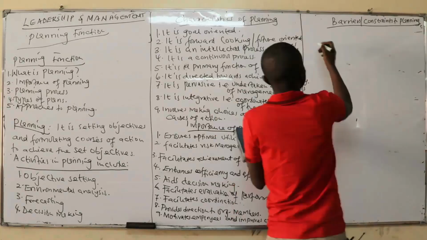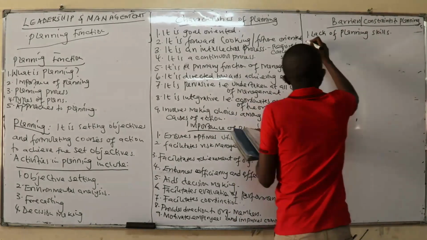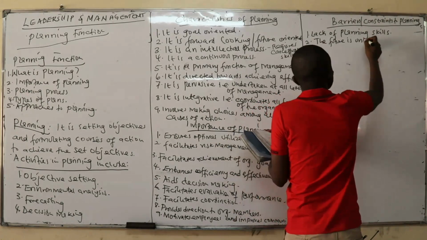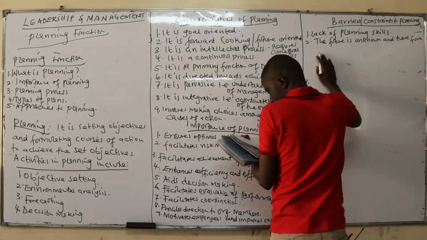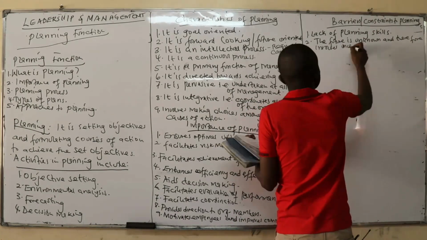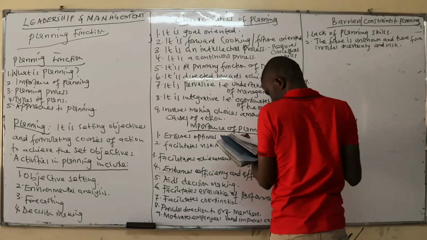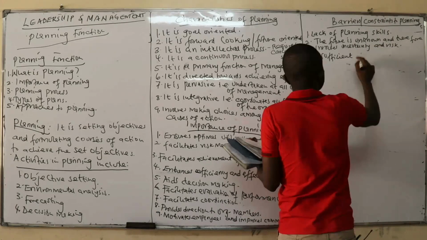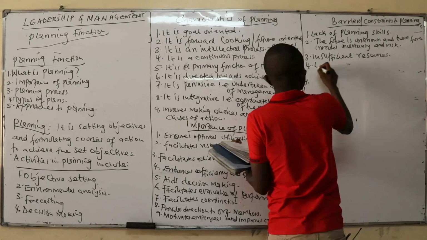One, lack of planning skills. Two, the future is unknown, and therefore it involves uncertainty and risks. Three, insufficient resources. That's what it means. Insufficient resources is the same as it's costly, or it's expensive. Four, lack of information, or you can put it unavailable and inaccurate data.